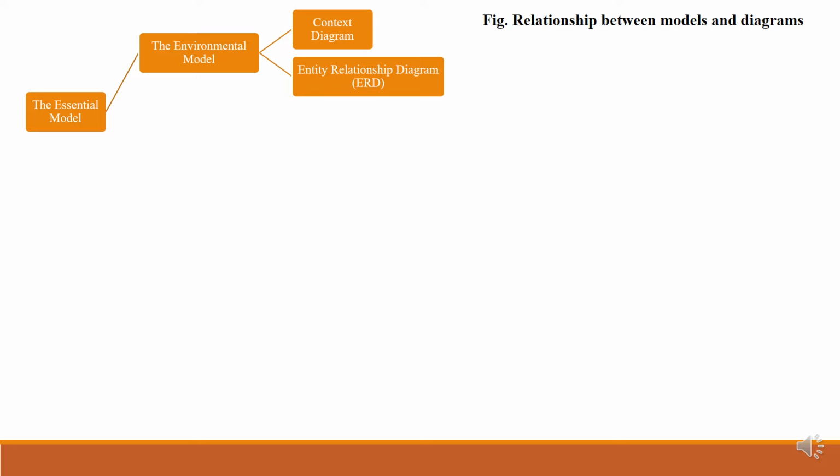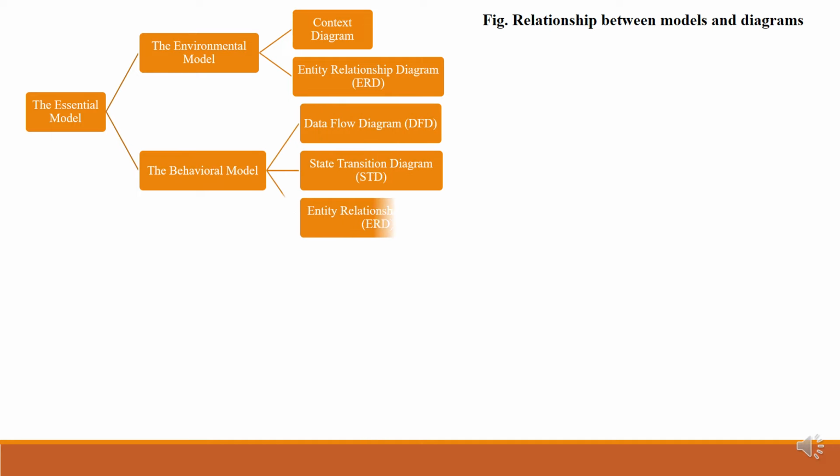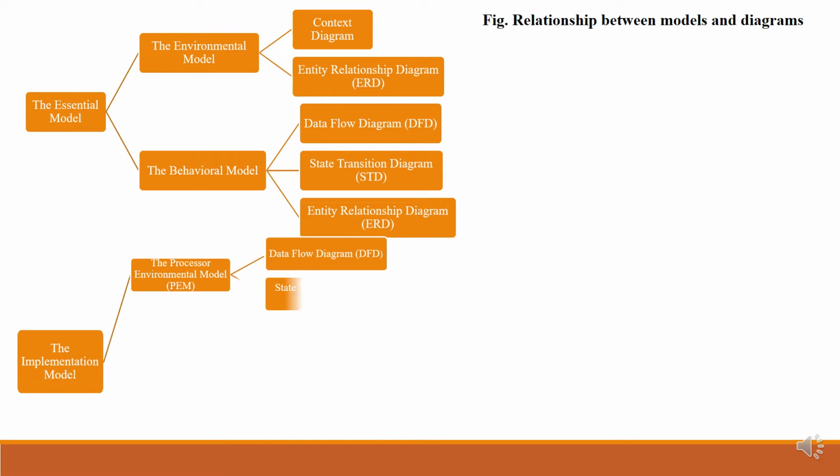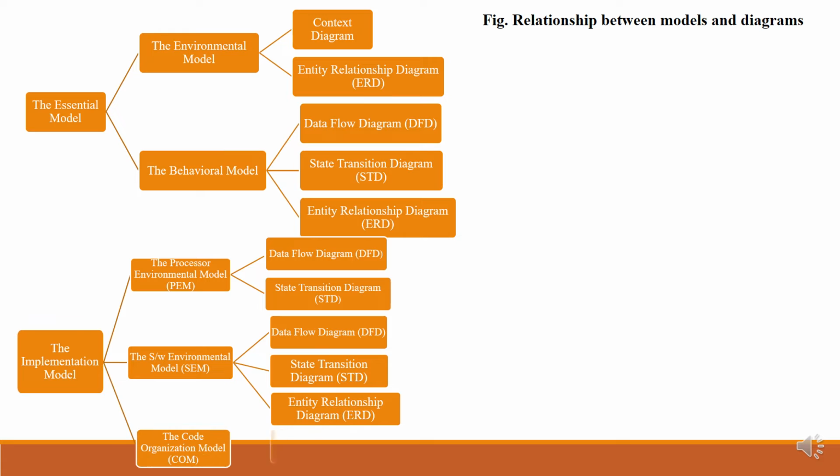So we can understand the various relationships between the models and descriptions. Basically, we can see that there are two types of models: an implementation model and an essential model. All these types are categories of these models and diagrams. The essential model represents what the system is required to do, which is again categorized into environmental model and behavioral model.